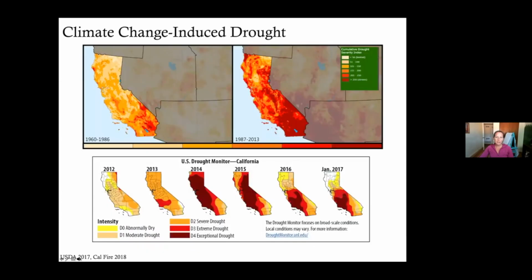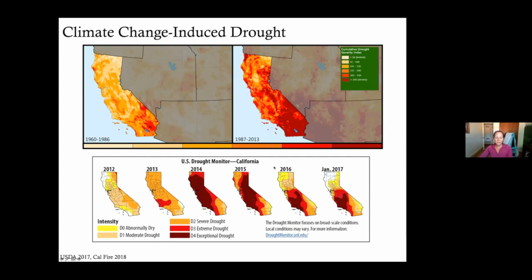The context of the stage I'm going to set is more related to climate change induced drought. We're all familiar with the climate projections at large for North America and further west. And California in particular is expected to see some pretty dramatic droughts and changes in precipitation and moisture. So what you're looking at here is just the cumulative drought severity indices from a 25-year period in the past and a 6-year period in the near future.